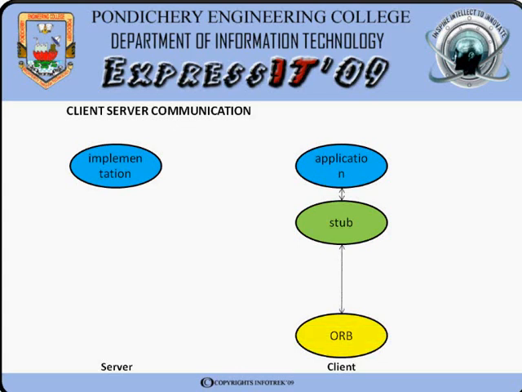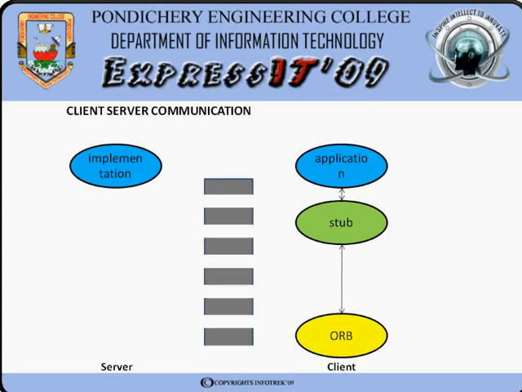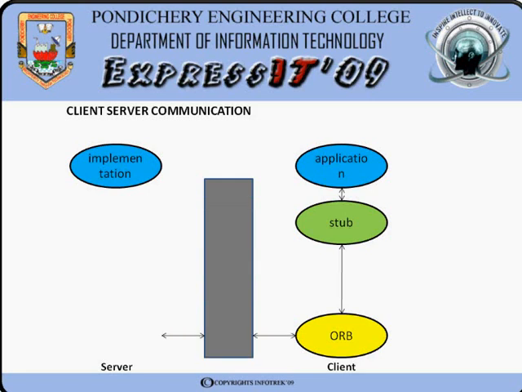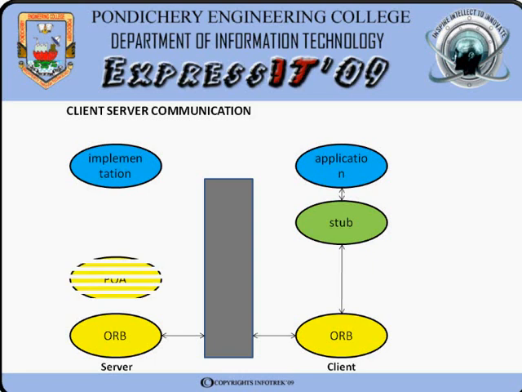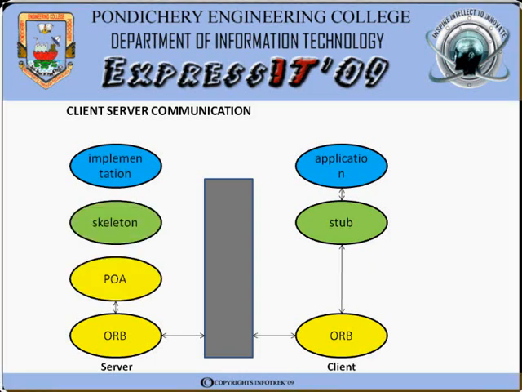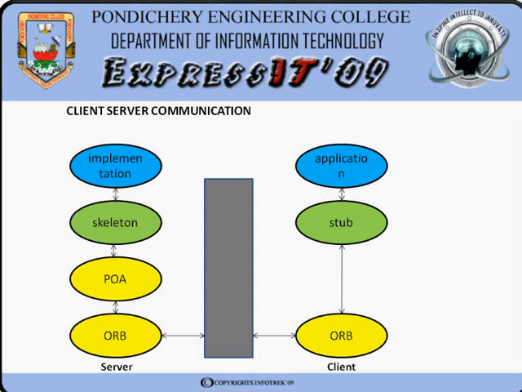The invocation passes through the stub on the client side and continues through the ORB. The ORB examines the object reference and discovers that the target object is remote. It routes the invocation out over the network to the remote object's ORB. Then it is passed to the POA, Portable Object Adapter, and the skeleton to get to the object where it is executed.